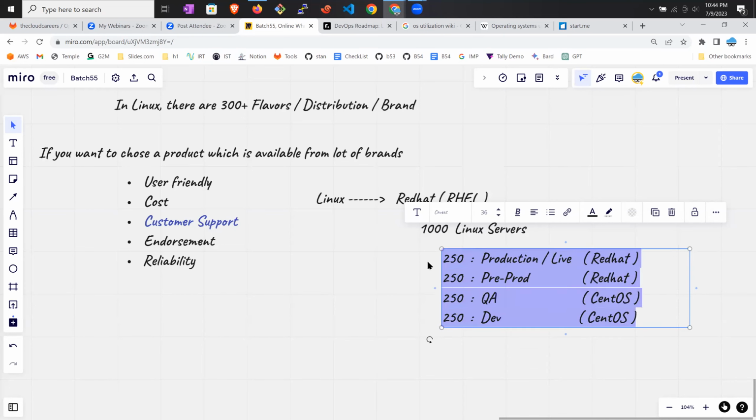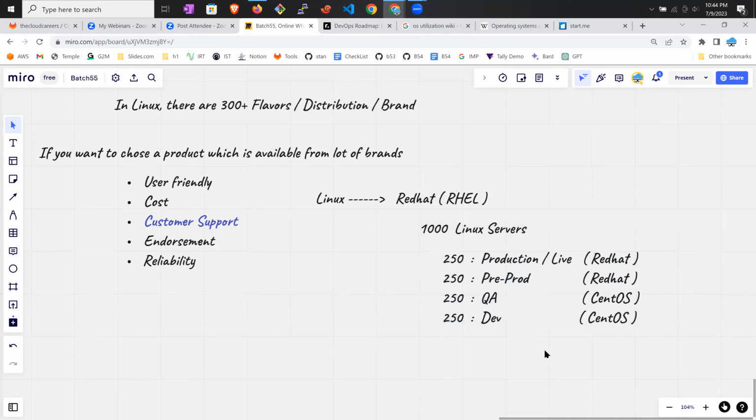This is how in companies we organize the licensing. So this is how things are going to be there. Now I'll tell you why you are worried about cost this much, why you are not ready to pay for all the 1000 servers for Red Hat Linux. Let me explain that. Before I jump into the licensing cost, I want to show you how many flavors of Linux there are and how things work.